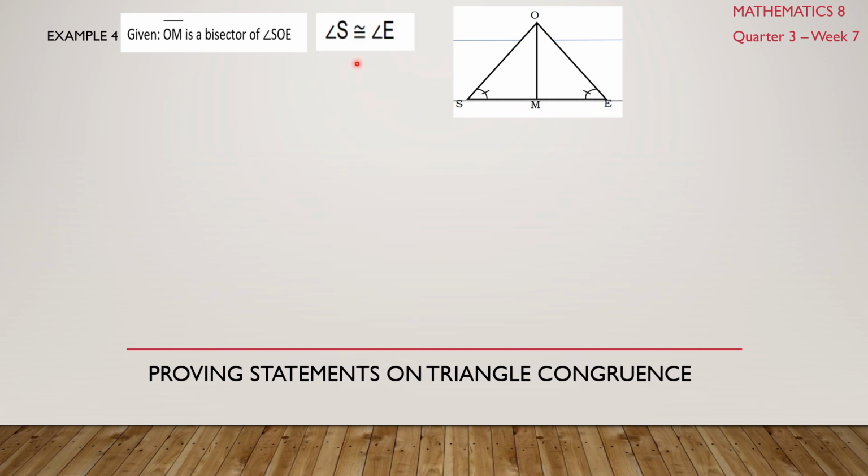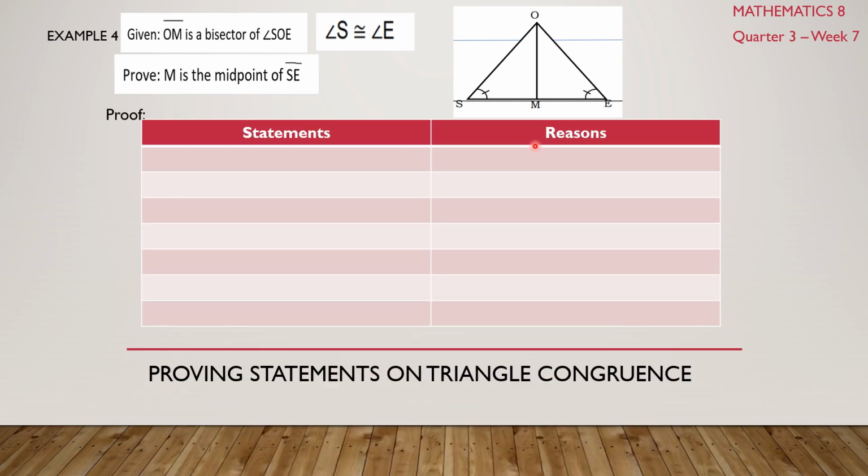And another given, we have angle S is congruent to angle E. And we need to prove that point M is the midpoint of side SE. Para masabi natin na midpoint ang point M, dapat mapatunayan natin na ang side SM at side EM ay equal or congruent. So, let's start proving.